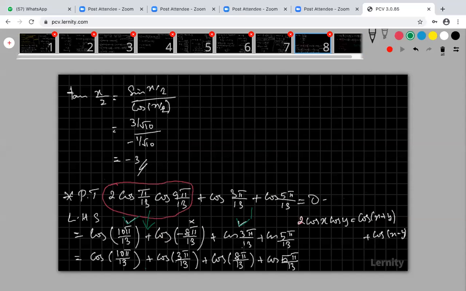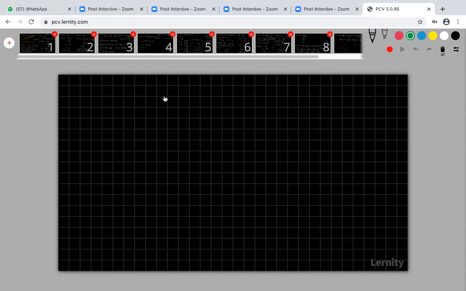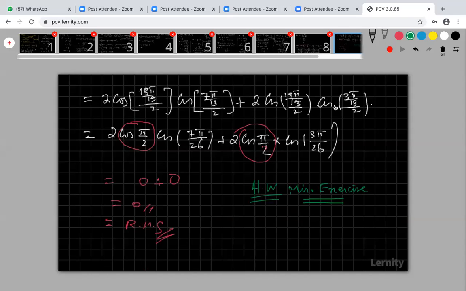Apply the cos x plus cos y formula: 2 cos x plus y by 2, cos x minus y by 2. Here also 2 cos x plus y by 2, cos x minus y by 2. Simplify, I am getting cos pi by 2, cos pi by 2. My cos pi by 2 is 0. Please note that.